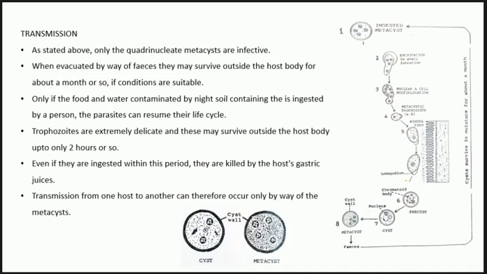When houseflies or cockroaches visit infected fecal matter and then unprotected food is subsequently eaten unknowingly by the person. So yes, houseflies are also responsible for this, very important. And living metacysts may also sometimes be found in the excreta of these insects. So these are all responsible for the transmission from one host to another.